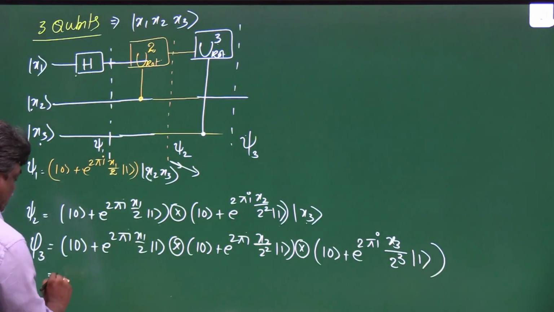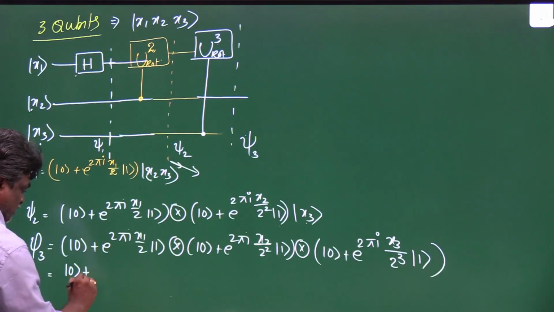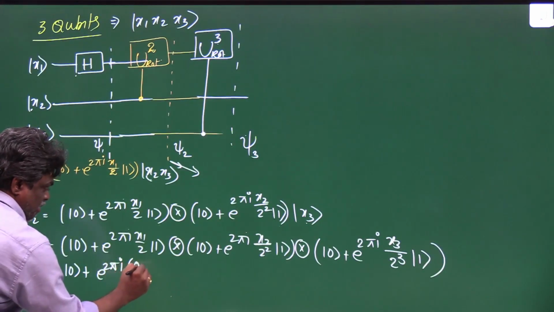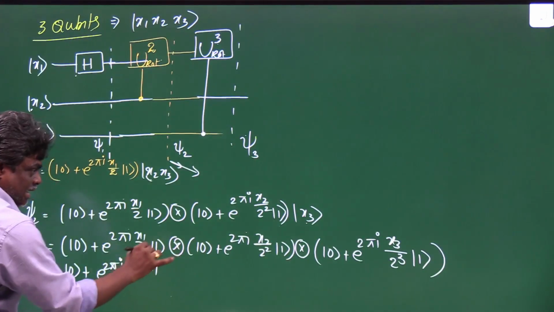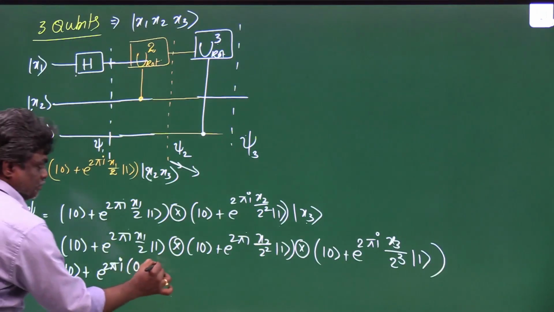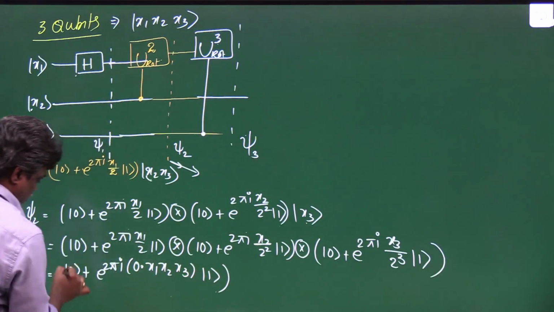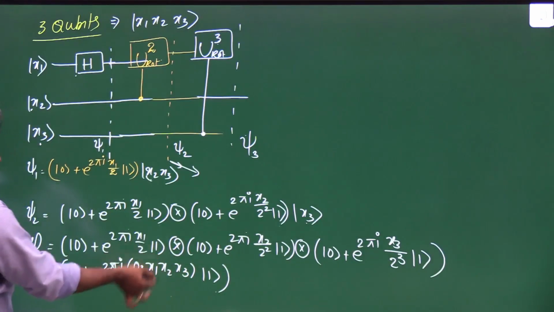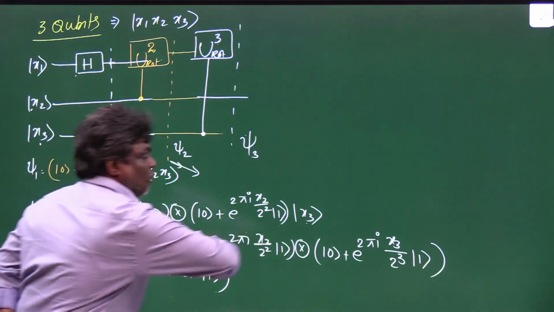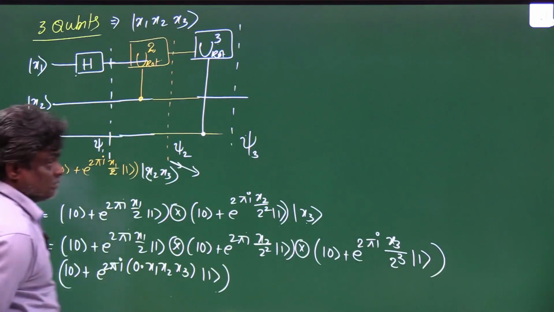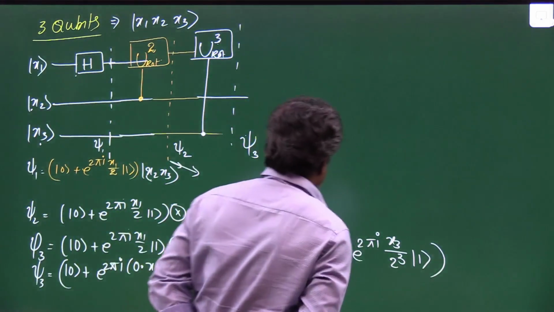Now if you multiply e to the power of 2πi x1 by 2. Shall I write directly? Yeah. Go ahead, sir. x1, x2, x3. That's why they are using this notation actually. I got it. Writing all those things, that's why they are using this. This is your psi 3, sir. It's not over. Now we need to apply Hadamard.